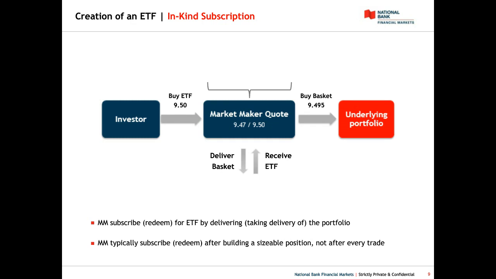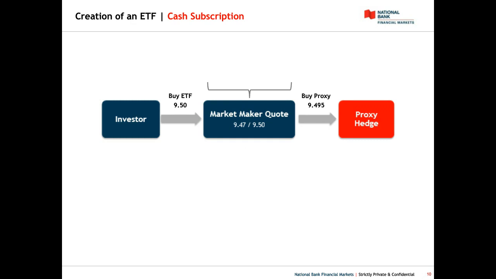Now, cash creations are available to market makers for many actively managed ETFs and ones that have strategies that can be tricky to hedge for the market maker at all times throughout the day, such as ones with international exposure. Now, the only difference in this case is that instead of the market maker trading the portfolio to hedge their exposure to the ETF, like in the prior example, they are trading other correlated instruments or proxy hedges, which is depicted on the right side of the slide here.